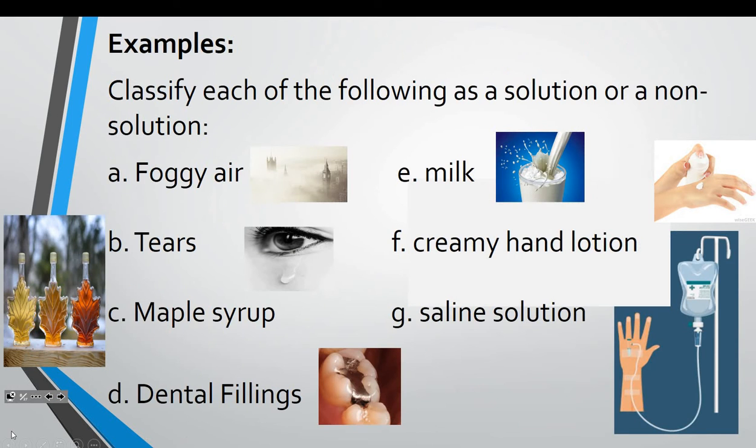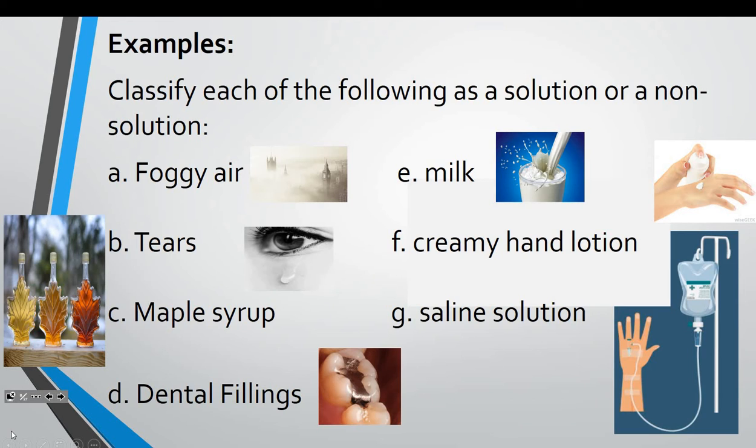Okay. So let's look at some examples. As we're looking at these things, if we look at foggy air, would that be a solution or a non-solution? Non-solution. It's actually a colloid. Okay? A colloid has a little bit bigger particles than a solution. What about tears? That would be a solution. Good. And what about maple syrup?